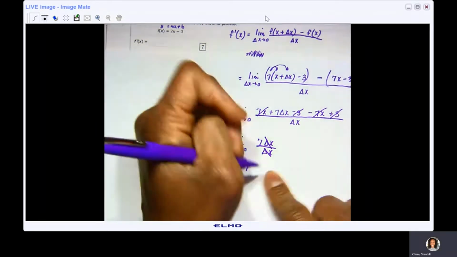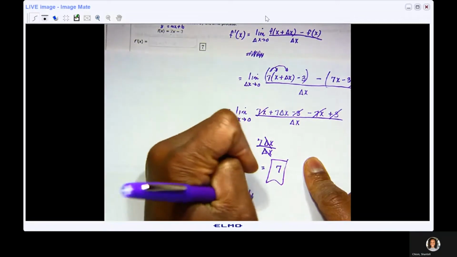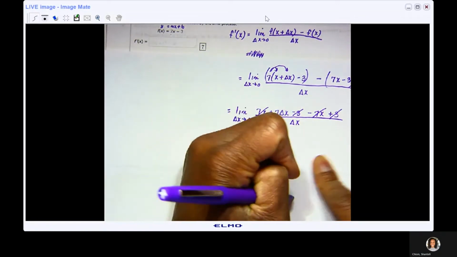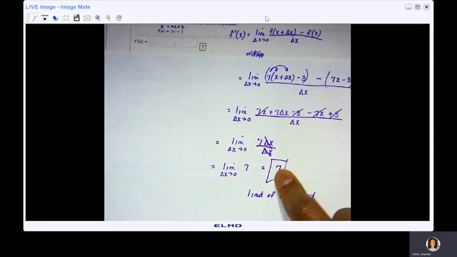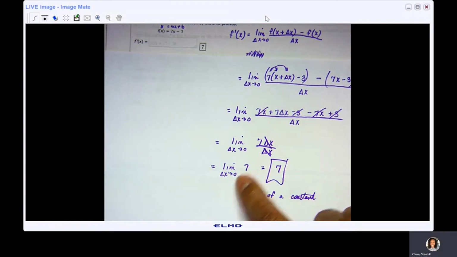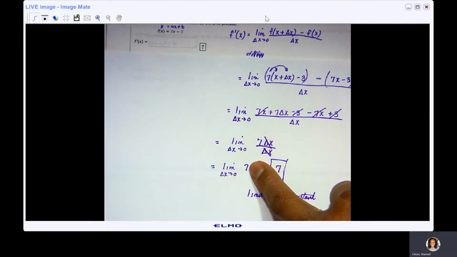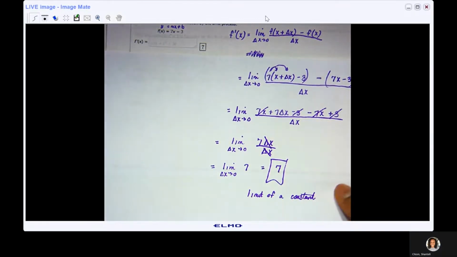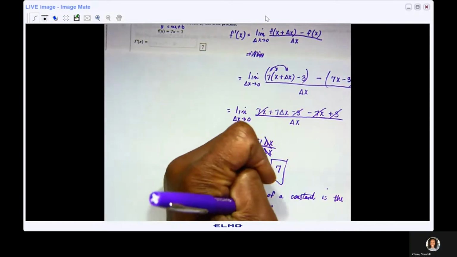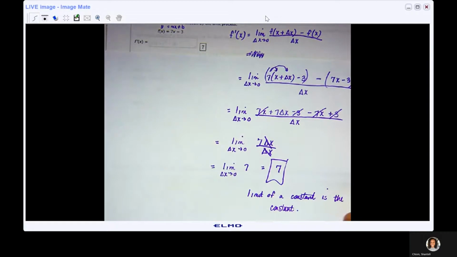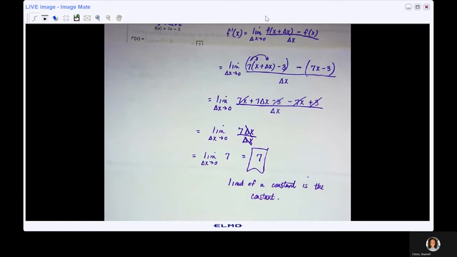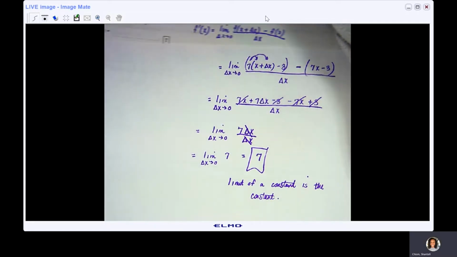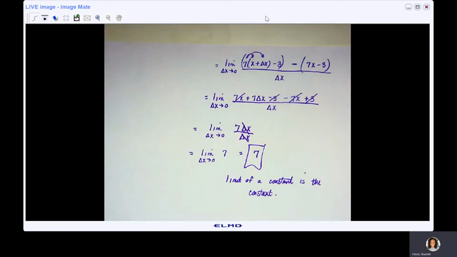And the limit of a constant is just that constant. Delta x is not affecting that constant. Okay? And that's a really pretty simple example to process on. That one, we can get a bit more involved.